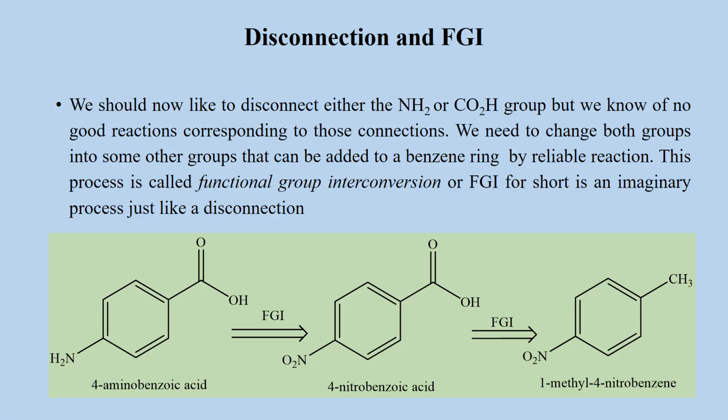What is FGI? Here it is 4-amino benzoic acid. Neither the amino group nor the carboxylic group is inserted or added to the benzene directly. NH2 is added by the reduction of nitro, so FGI, that is functional group interconversion, changes amino into nitro. And how to add a carboxylic group on the aromatic ring? That is also by FGI, by the oxidation of methyl or any alkyl group attached to the aromatic ring.